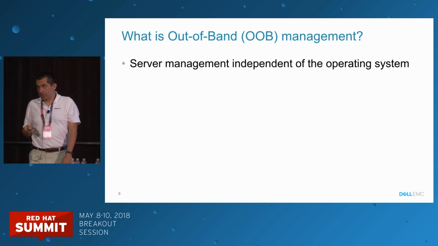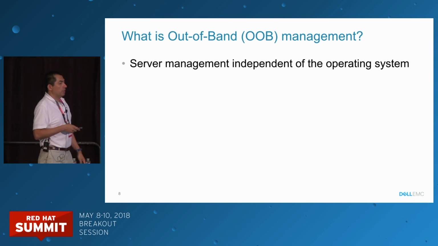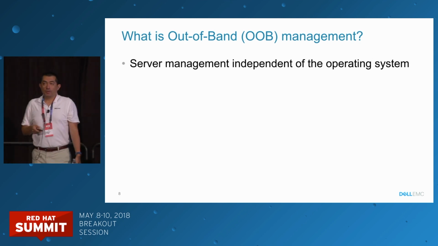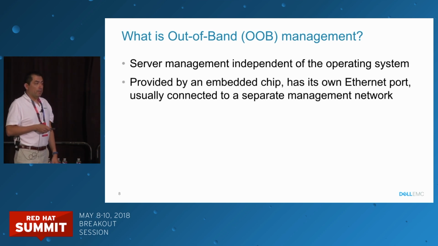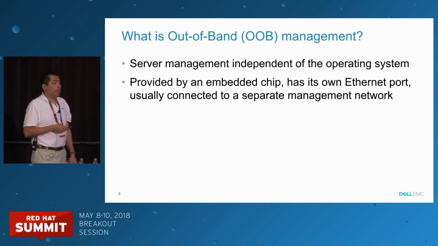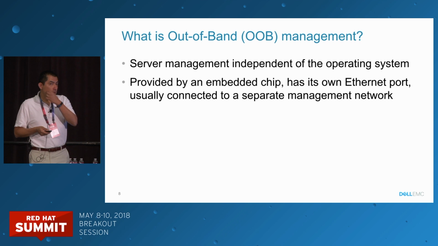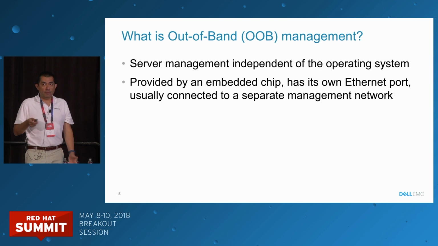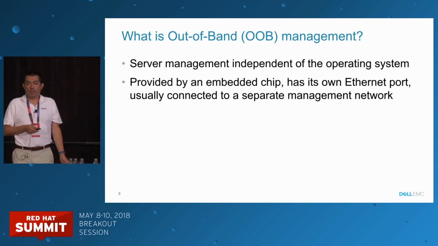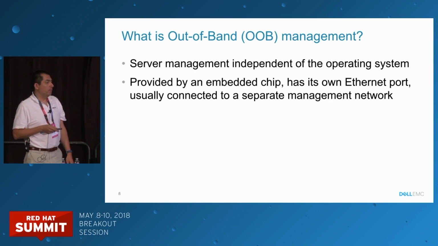So what is out-of-band management? I'm assuming if you're a system administrator, you already know what it is, but we'll just give you a few bullet points. It is server management that is independent of the operating system. It's usually provided by an embedded chip on your server's motherboard. It has its own Ethernet port, and it's usually connected to a separate management network. When we build a reference architecture for OpenShift or OpenStack, and you have a bunch of servers, usually it's best practice to have your management network isolated from the rest of your traffic. And so that's what that Ethernet port is for.